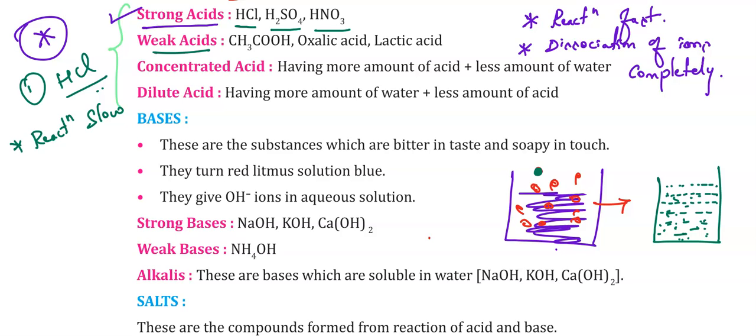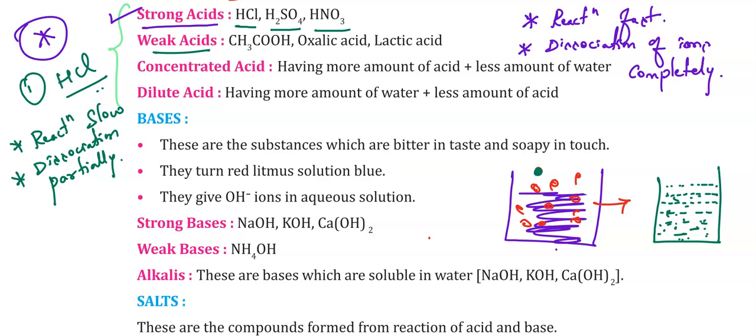Understood? If the reaction is taking place very slowly, then we call them weak acids. And next, point number 2, the dissociation of ions will take place partially. The dissociation of ions will take place partially.